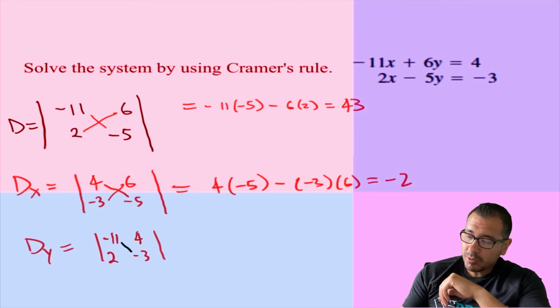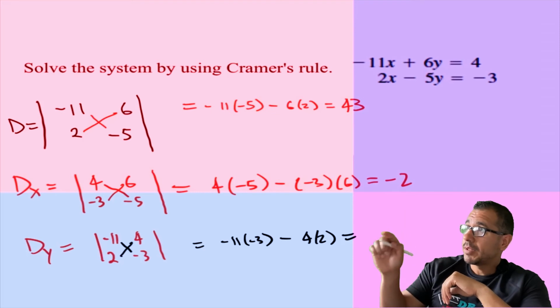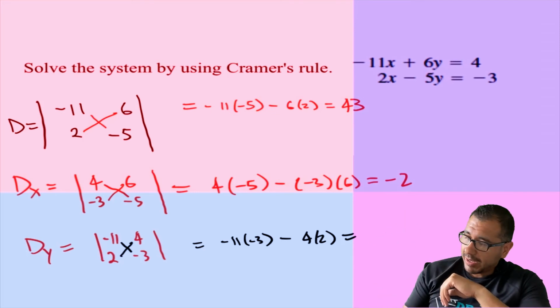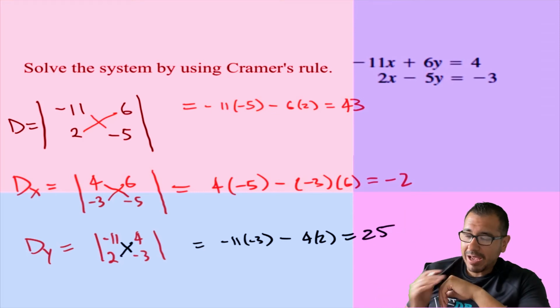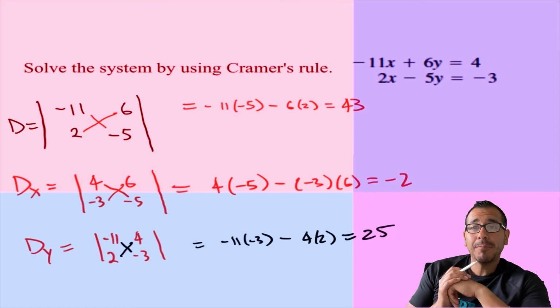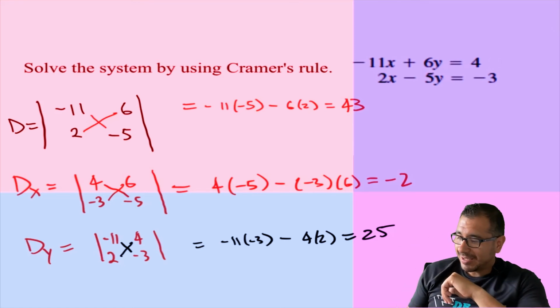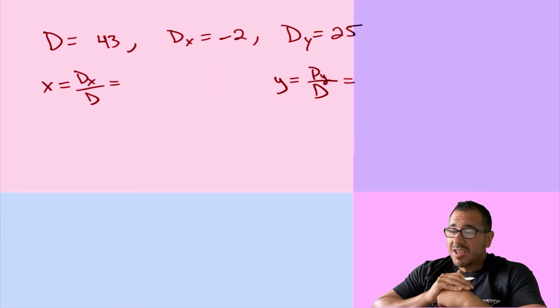Let's cross multiply. So we get negative 11 times negative 3 minus, boom, 4 times 2. Let's do a quick calculation here. And we get 25. So look at what we have: our D, our Dx, and our Dy. And now for our last step, which is the easiest. Take a look. Let's finish this off, mathletes.